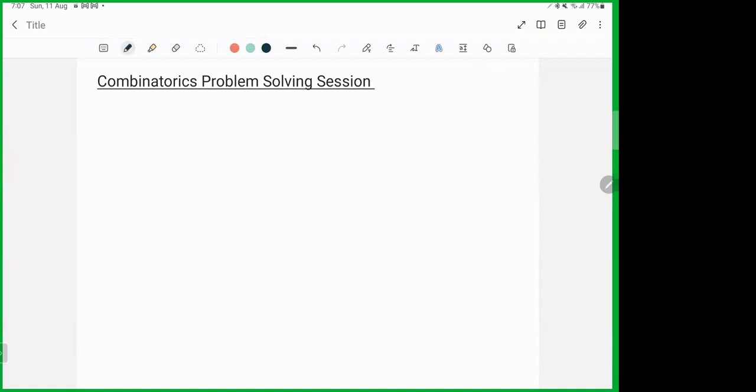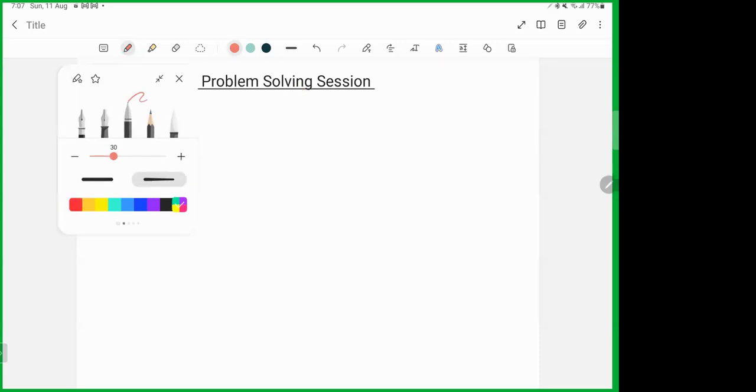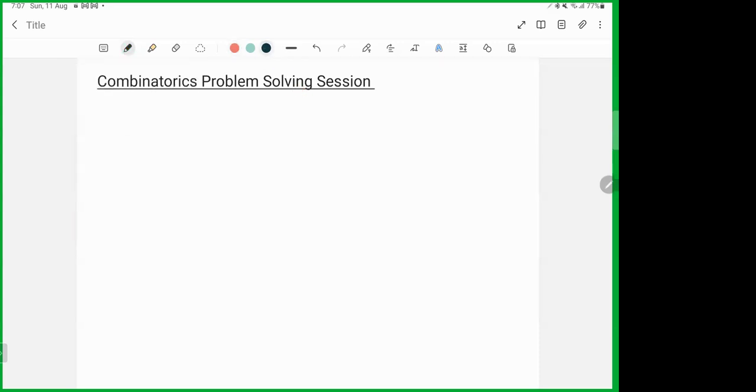Let's quickly recall whatever was done in this week. Then, as usual, we will start with some basic problems, then we'll go to some good problems. So recall, what was done in this week? First one is the multinomial theorem.